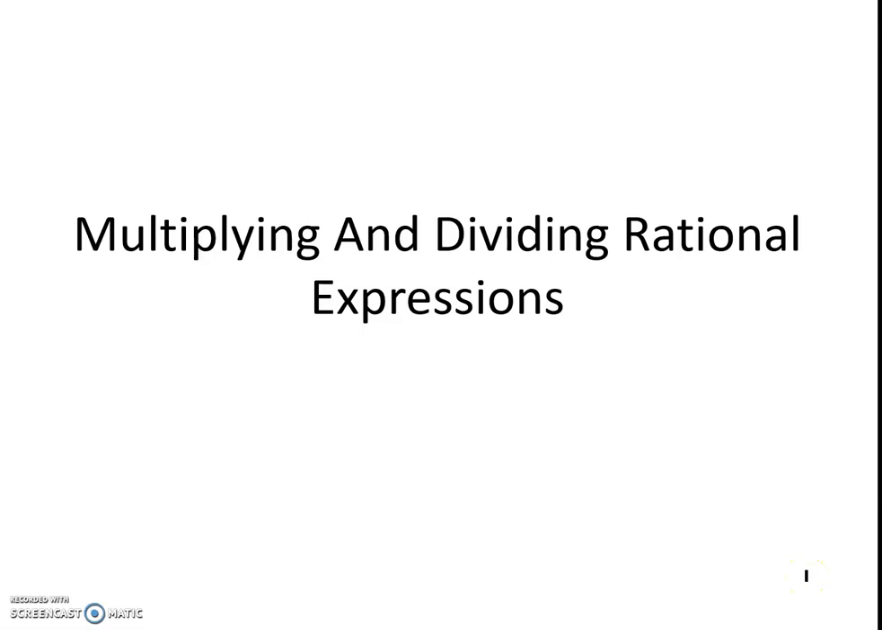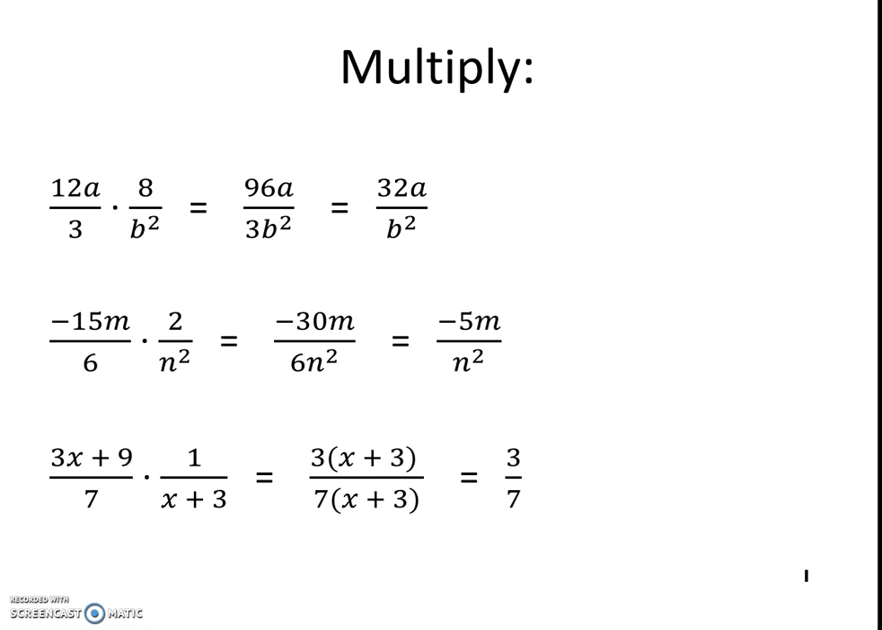Today we're going to be looking at multiplying and dividing rational expressions. First, we begin with 12a divided by 3 times 8 divided by b squared. So we multiply across. 12 times 8 is 96. A comes from that. 3 times b squared is simply 3b squared. 96 divided by 3 is 32, so we have 32a divided by b squared.